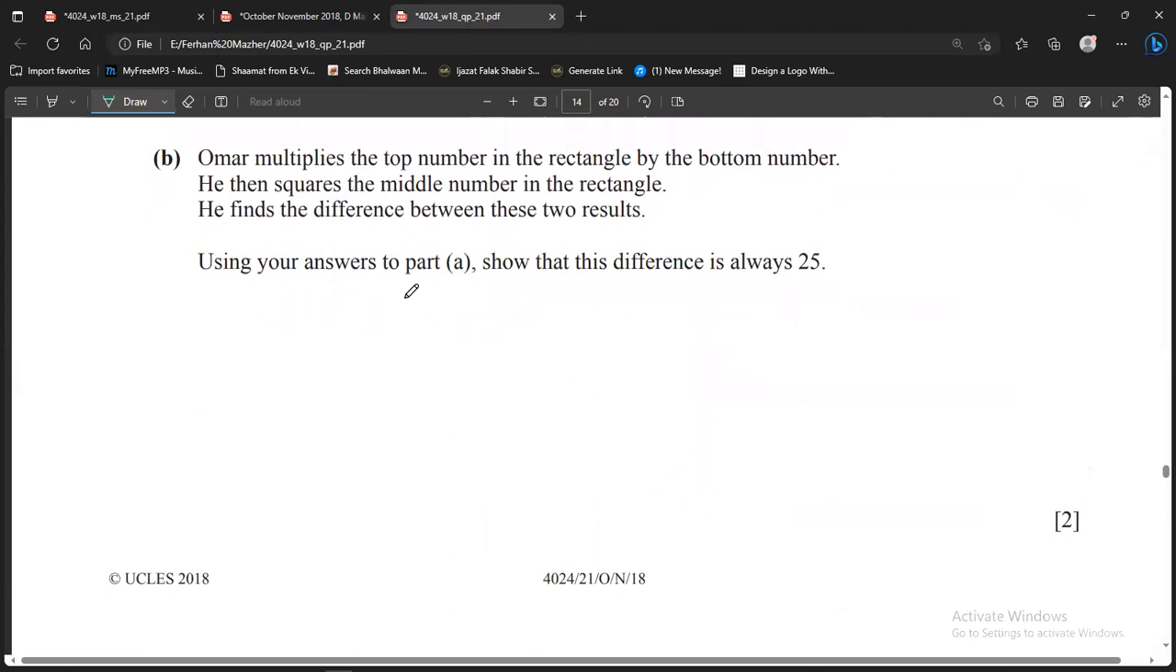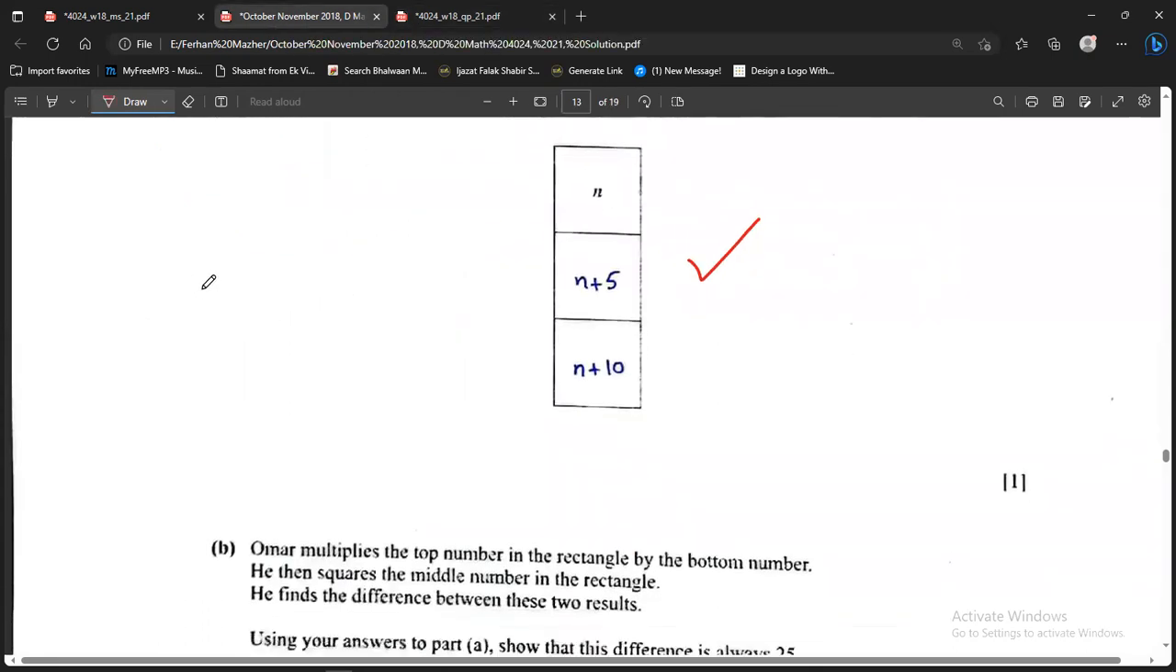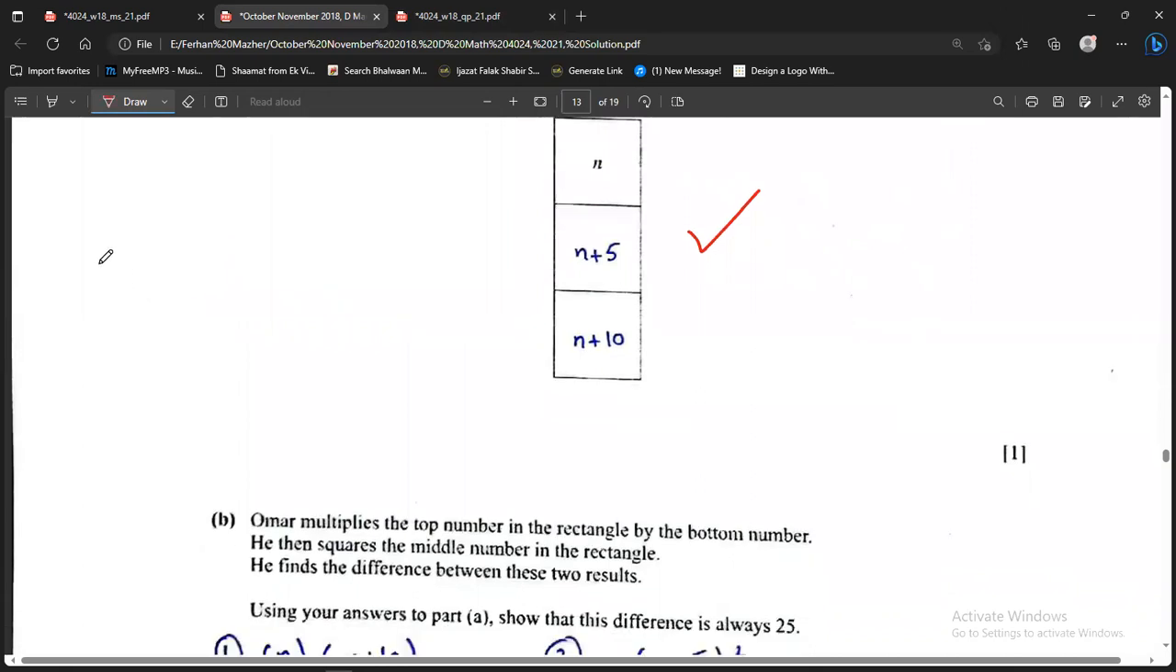Okay, then we have, Umar multiplies the top number in the rectangle by the bottom number. He then squares the middle number in the rectangle. He finds the difference between these two results. Use your answers to part A. Show this difference is always 25. So Umar multiplies the top number in the rectangle by the bottom number. So n will be multiplied with the bottom number. We do that, like this.